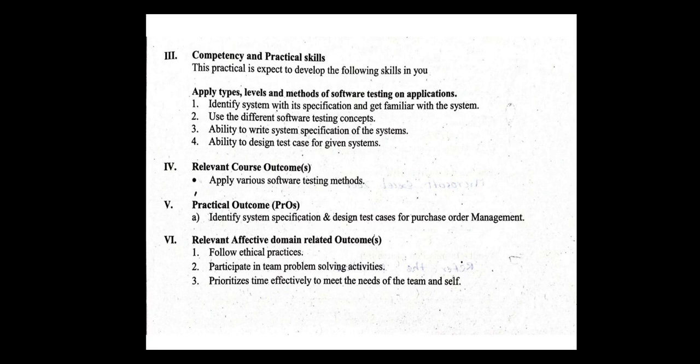So the relevant course outcome is to apply various system software testing methods. The practical outcome, which you are already aware of, is to identify the system specification and design test cases for the purchase order management system. What are the relevant affective domain related outcomes? First, follow ethical practices. Second, participate in team problem solving activities. And last, prioritize time effectively to meet the needs of the team and self.